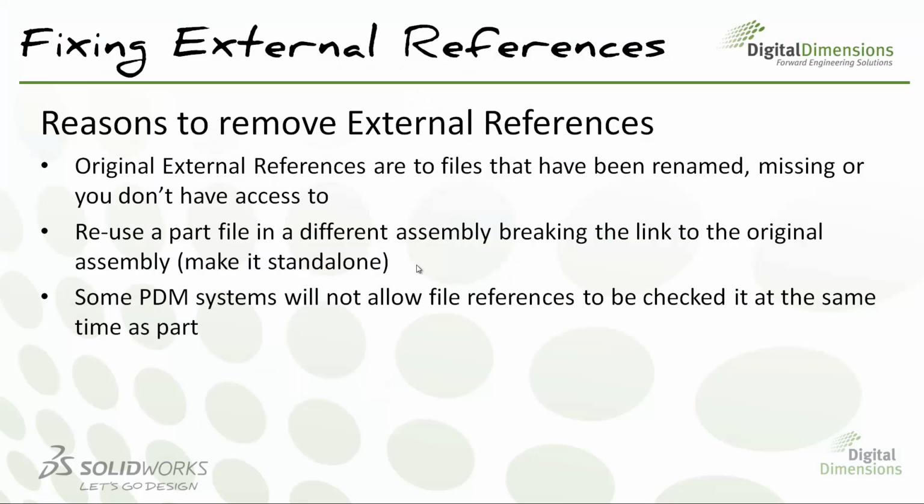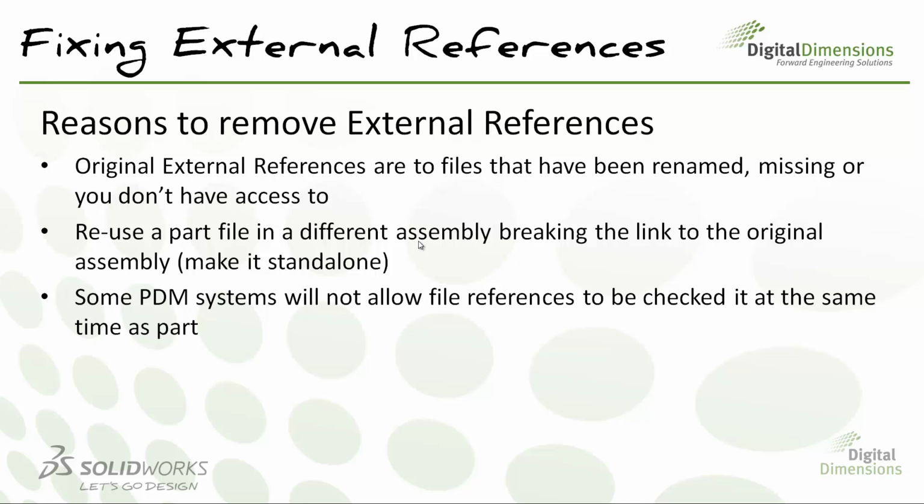Now that we've showed you some of the identifying symbols for external references, why do you need to sometimes remove external references? A lot of times external references work great and do what you want. You update the assembly, it updates the part. But there are times where you have to remove an external reference. So what are some of the reasons? Well, the original files that were referenced sometimes have been renamed, they're missing, or some people don't have access to them now, or they never had access to them.